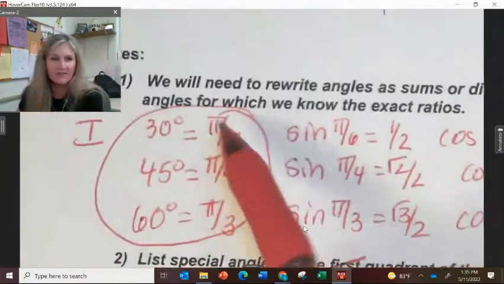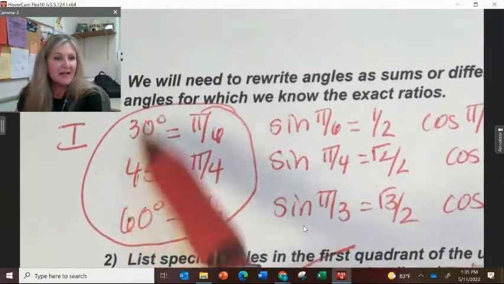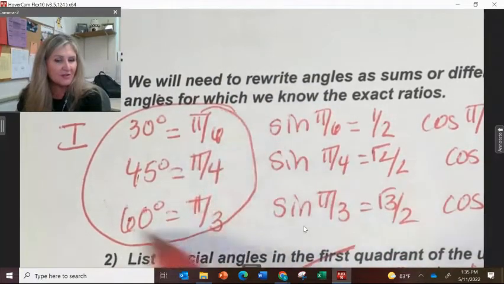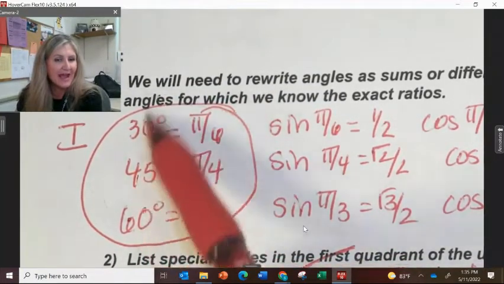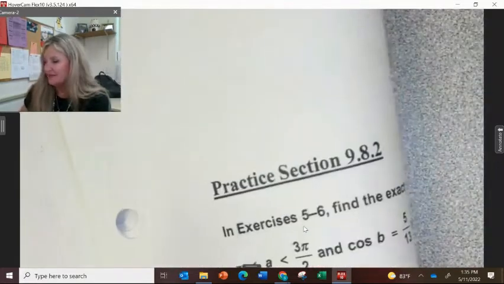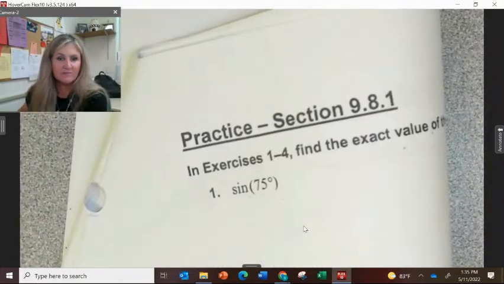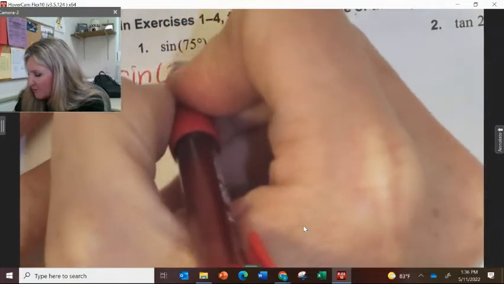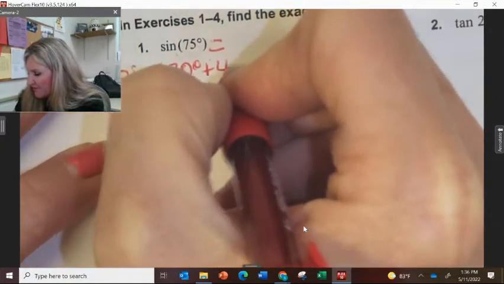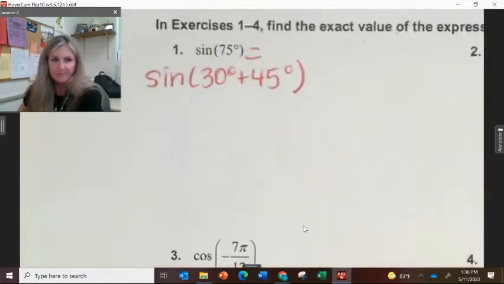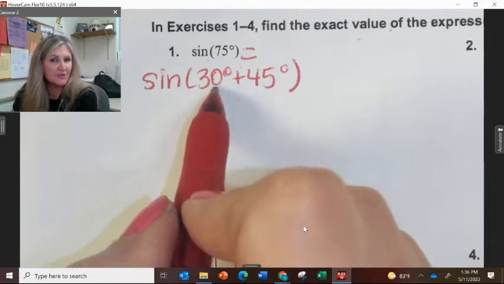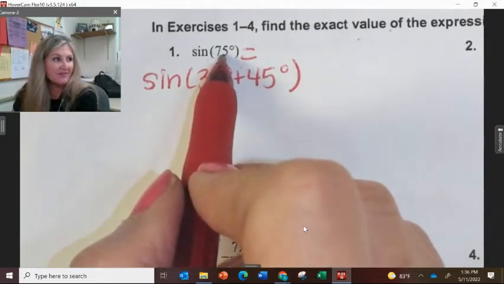Let's go back to our list of angles. Because 75 is acute, I probably want to stick with my quadrant 1 angles. What are the angles that would add or subtract to give me 75 degrees? Right. So this is going to be rewritten as the sine of 30 degrees plus 45 degrees. That's another way to write this. Isn't it true that 30 plus 45 is 75?